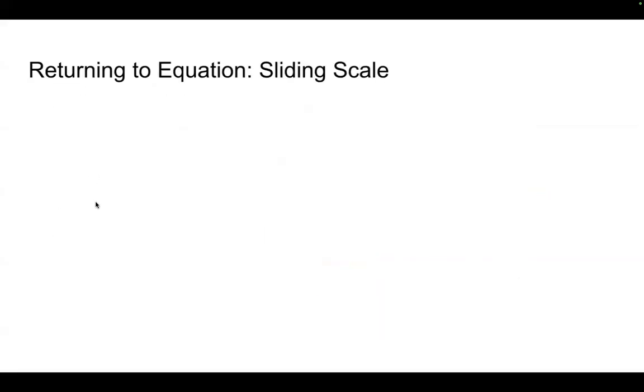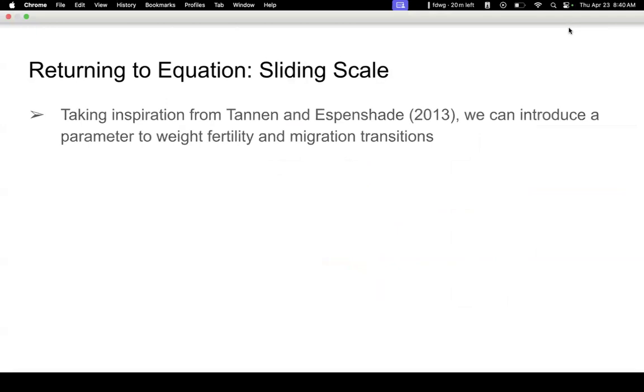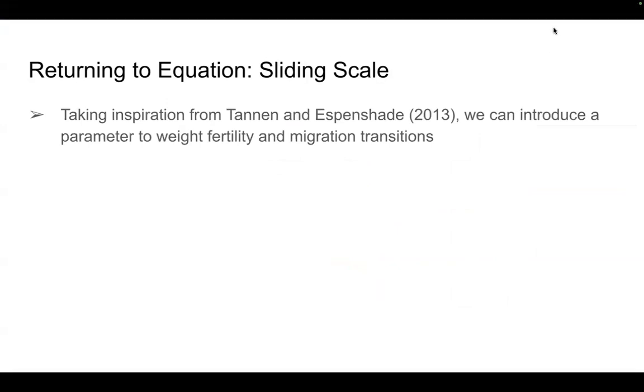So I want to return to that big ugly equation I showed you as promised and talk about what I'm calling the sliding scale for a few minutes. We're going to take inspiration from a paper by Tannen and Espenshade, an unpublished PAA manuscript from a couple of years ago that was almost impossible to find, but that's another story. We can introduce a parameter to weight fertility and migration transitions.